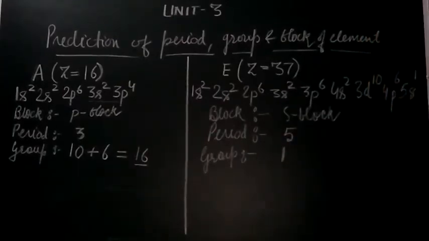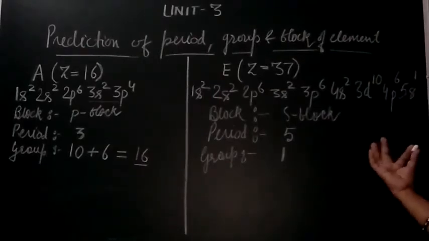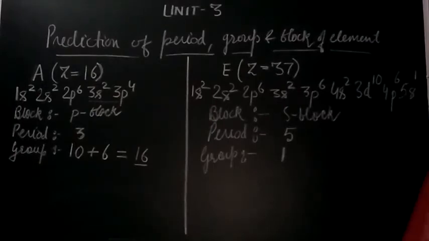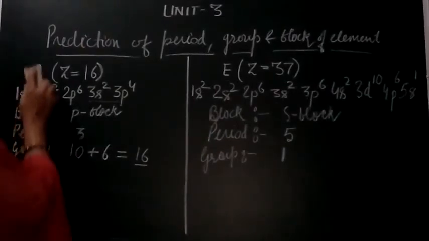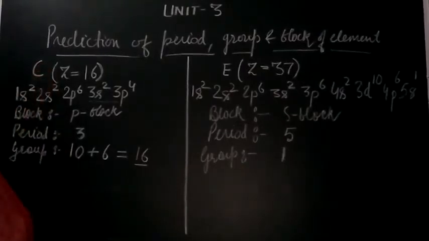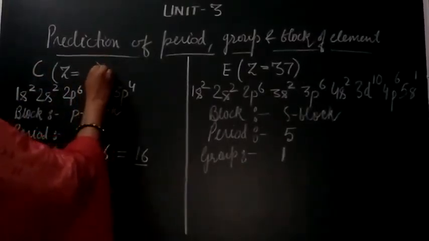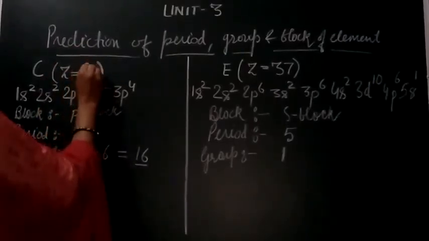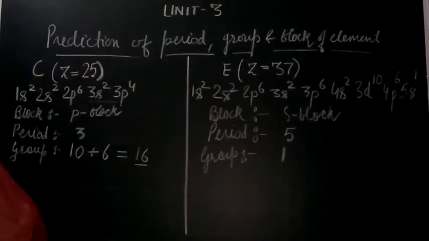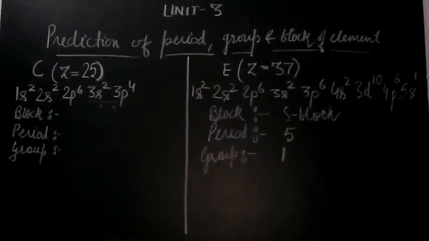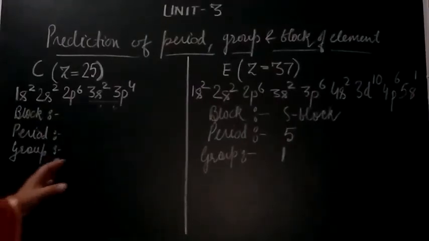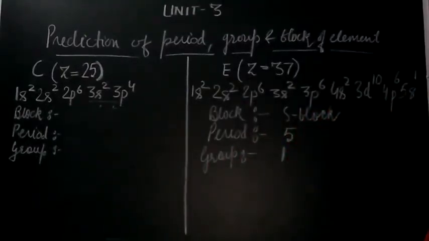So students, in this way you will try to predict the period, group and block of other elements. You can also take elements from the other blocks, right? So here let me give you another example. Let's take an element with atomic number, sorry, let it be 25 here, right? You will first write down its configuration, and then you will try to predict its block, period and group. So students, just try to do it: how you are going to first write down the configuration, block and the period.